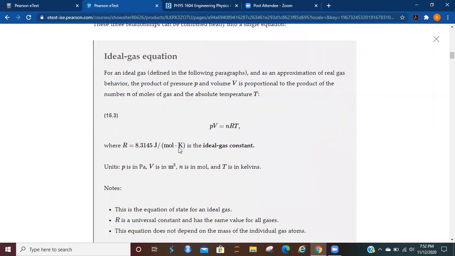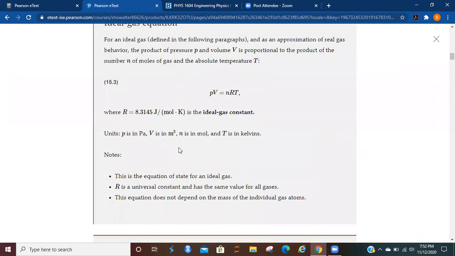If you throw all of these relationships together, you get PV = nRT. This is the ideal gas law. R is going to be defined as the ideal gas constant.